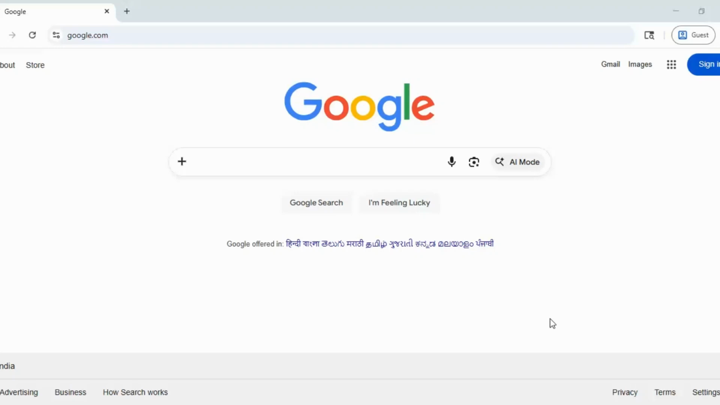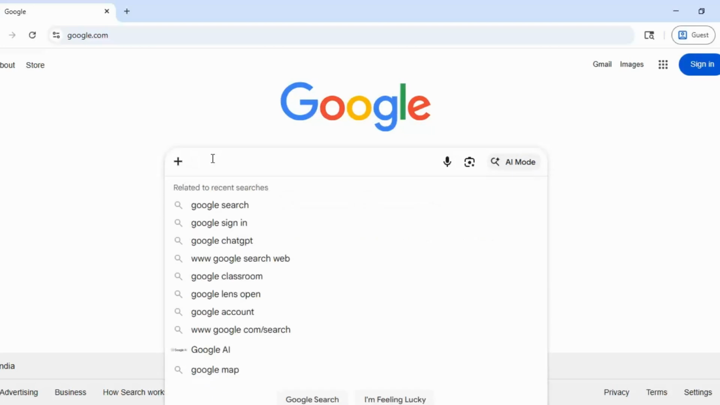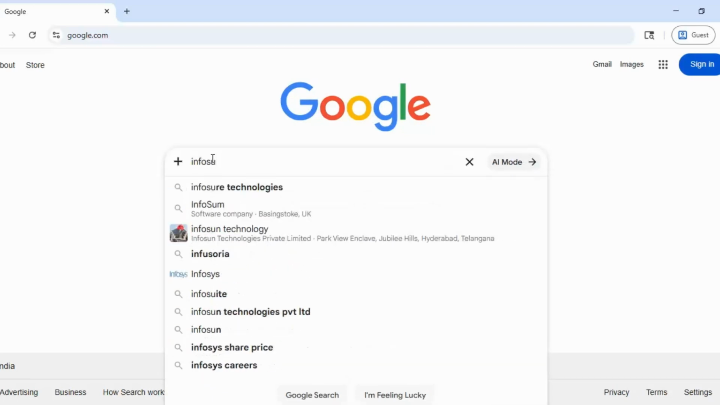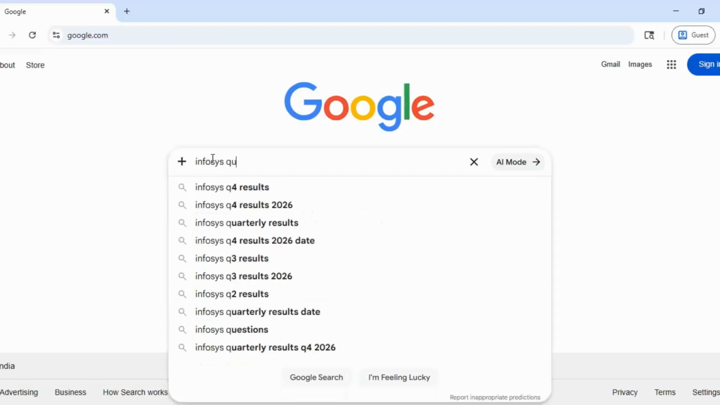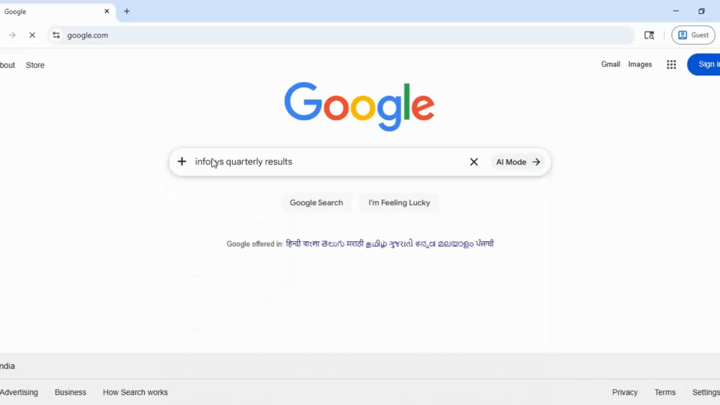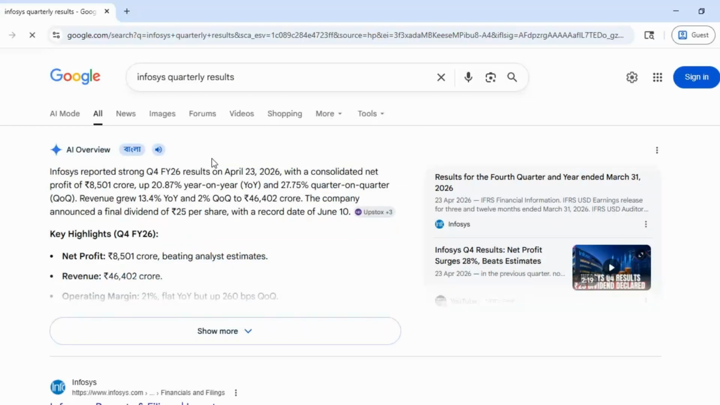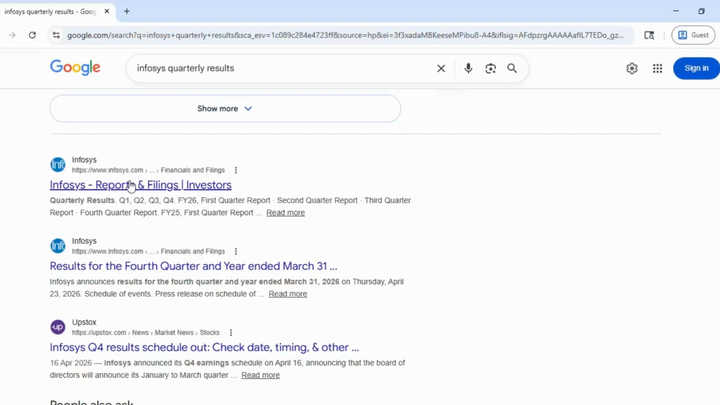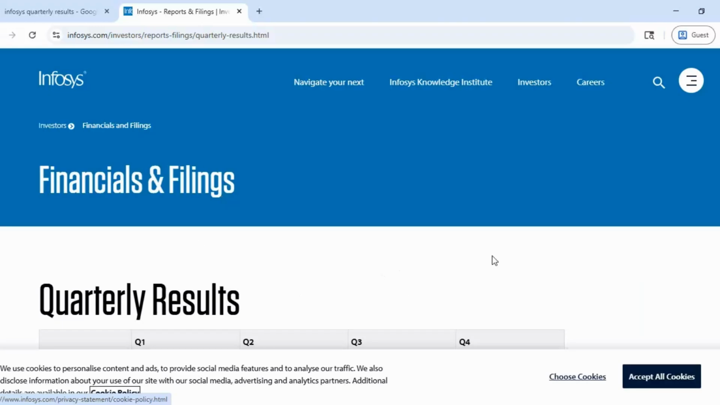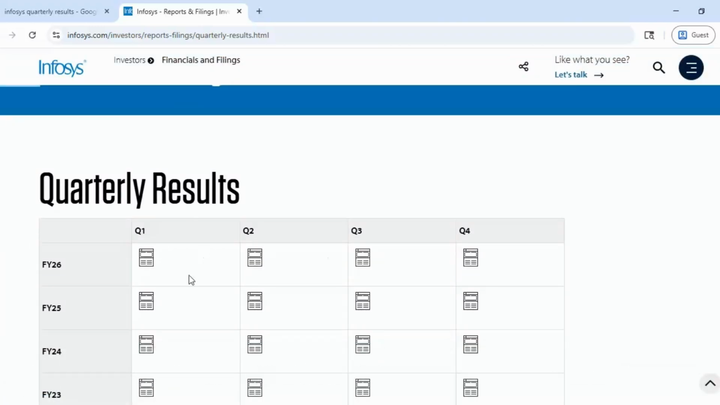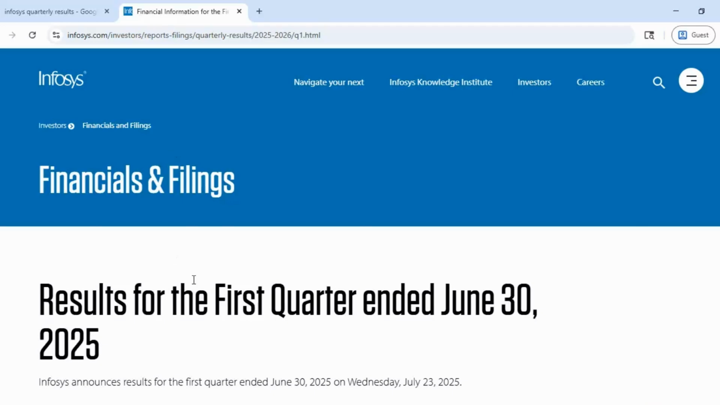So what you need to do is head over to the browser, and here you need to type Infosys quarterly result. Okay, got it. If you are looking for another company, you can type that one as well. Now come down and click on this one. So yeah, here you can see they have perfectly mentioned the financial year 26, quarter one report. Just click on it, and it will come here.